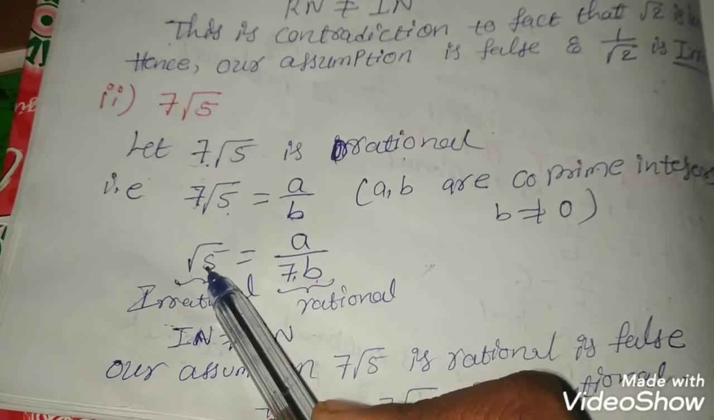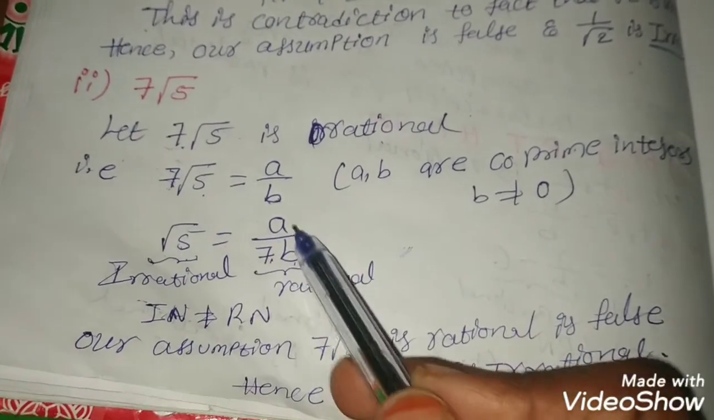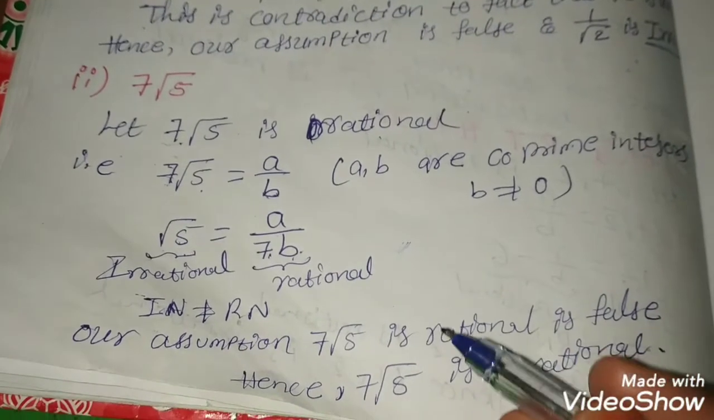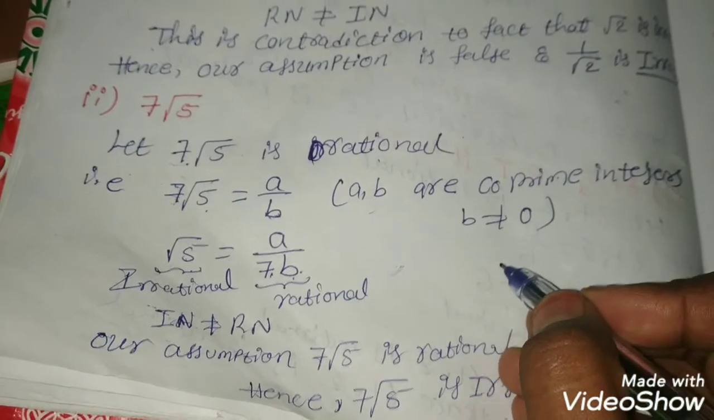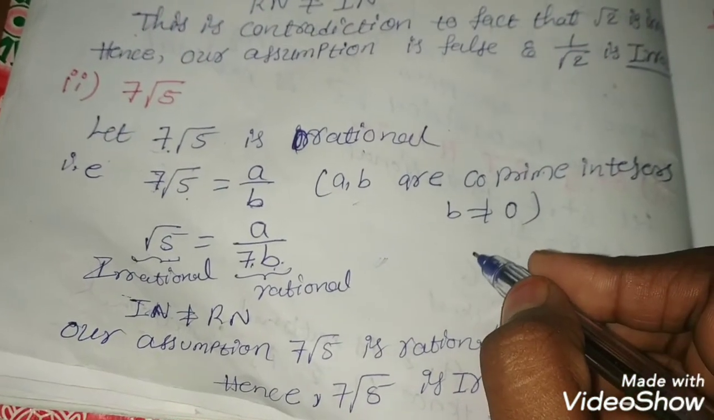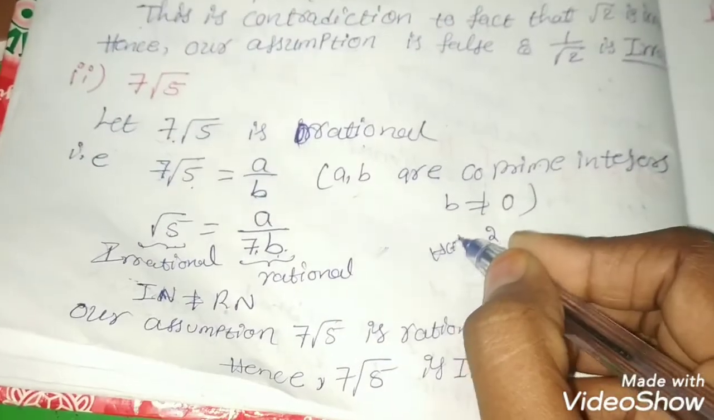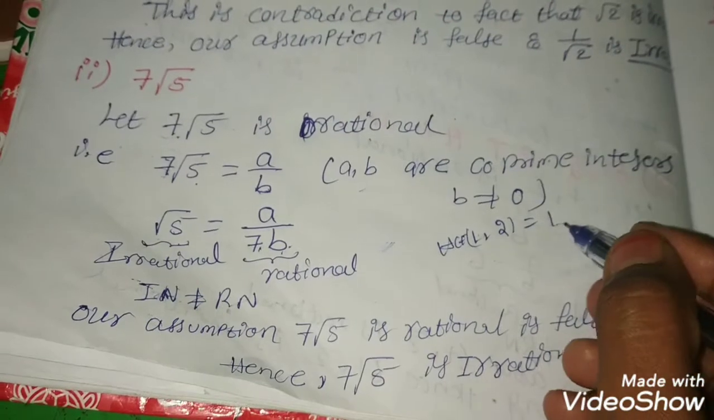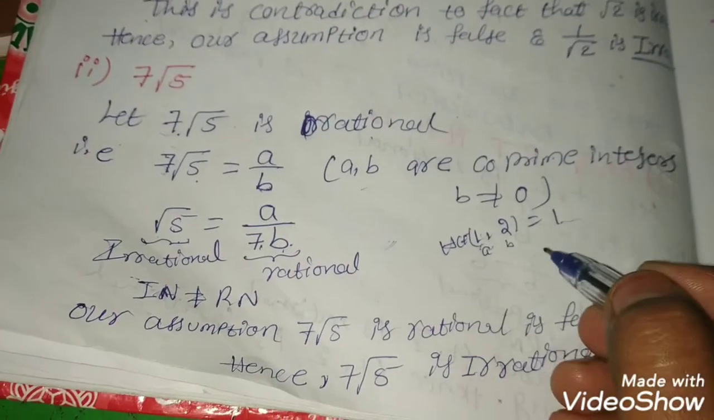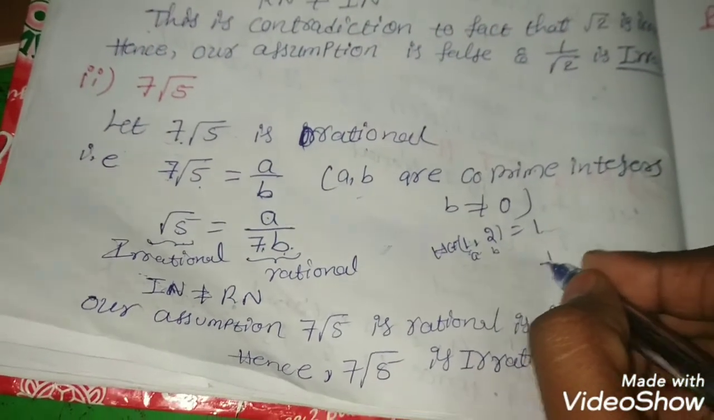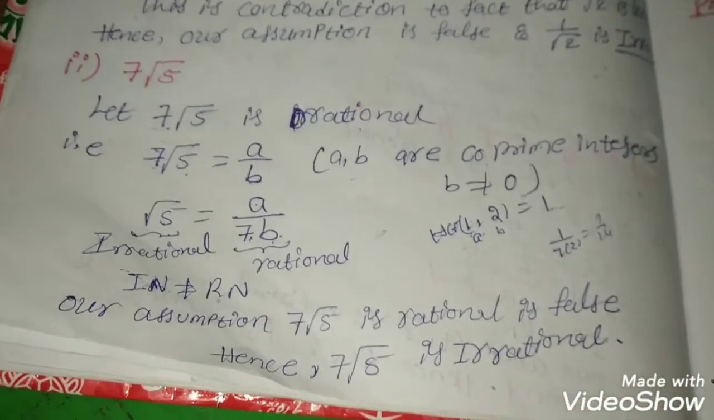See here, root 5 is an irrational number and a by 7b is a rational number. How can you say, madam, that a by 7b is a rational number? You can choose a and b as co-primes, I told you. What are co-primes? HCF must be 1. 1 comma 2: what is the HCF of 1 and 2? It is 1. Then 1 and 2 are co-primes. Why don't you choose this as a and this as b? You can keep a as 1, and 7 times 2 is 14, so 1 by 14. Here 1 by 14 is a rational number.